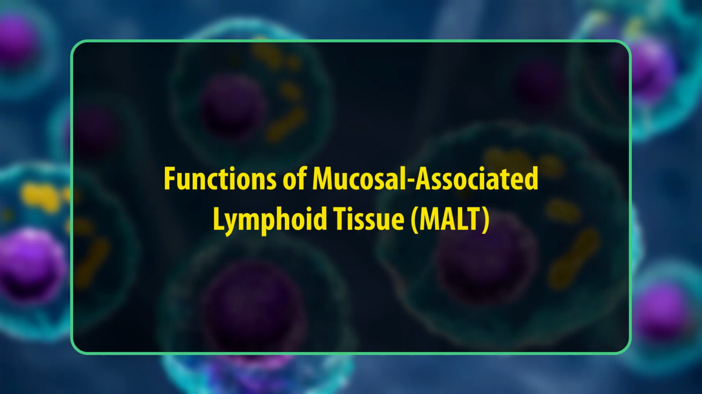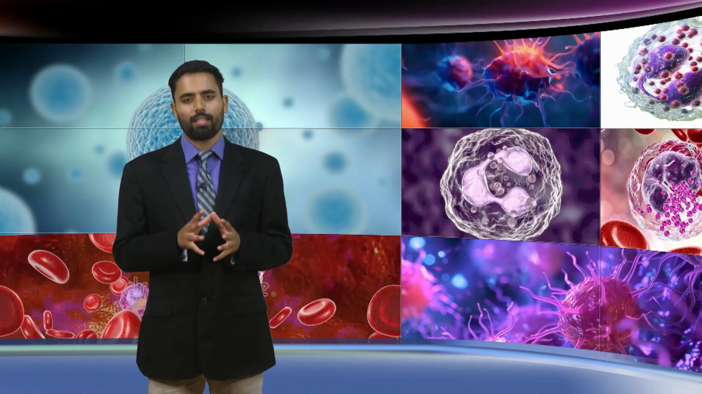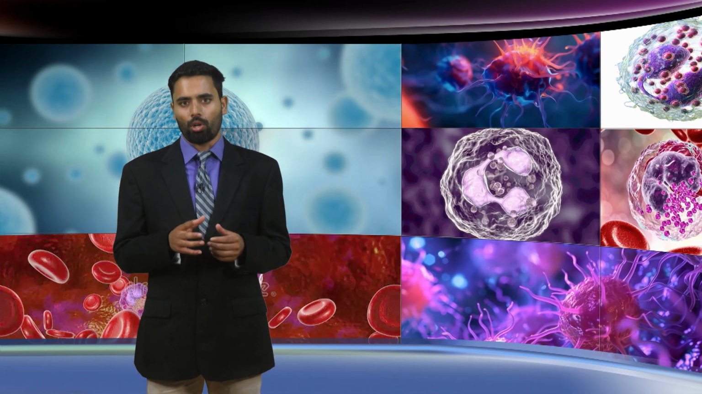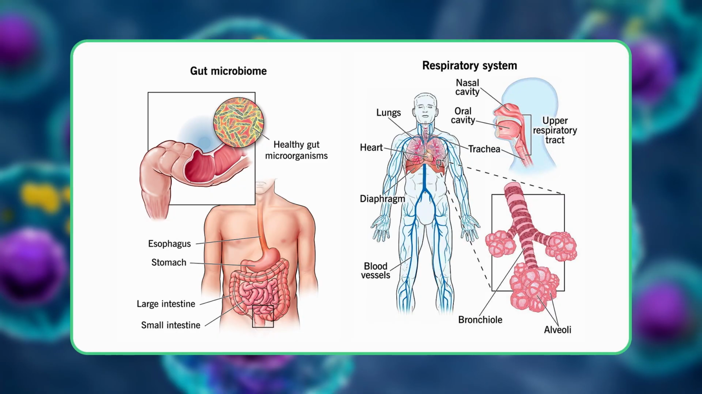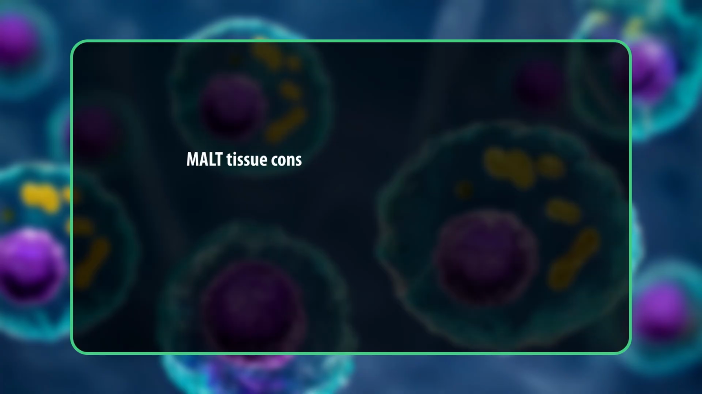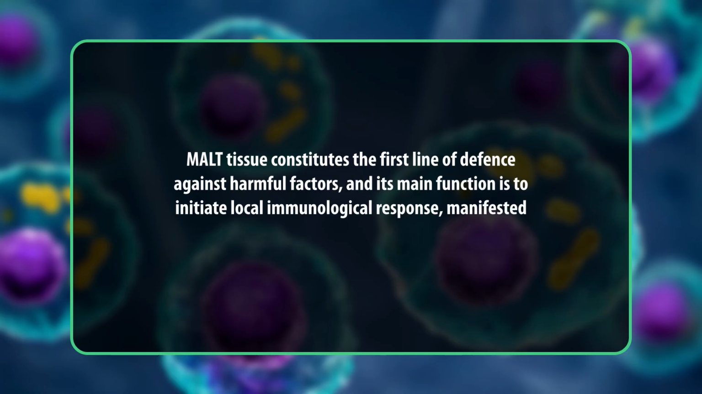Now, function of this mucosal associated lymphoid tissue, that is MALT. MALT is a diffuse system of lymphoid cells and tissues that are strategically located in various parts of the body, including the gut, respiratory tract and genitourinary tract. MALT tissue constitutes the first line of defense against harmful factors, and its main function is to initiate local immunological response manifested with the production of secretory antibodies.